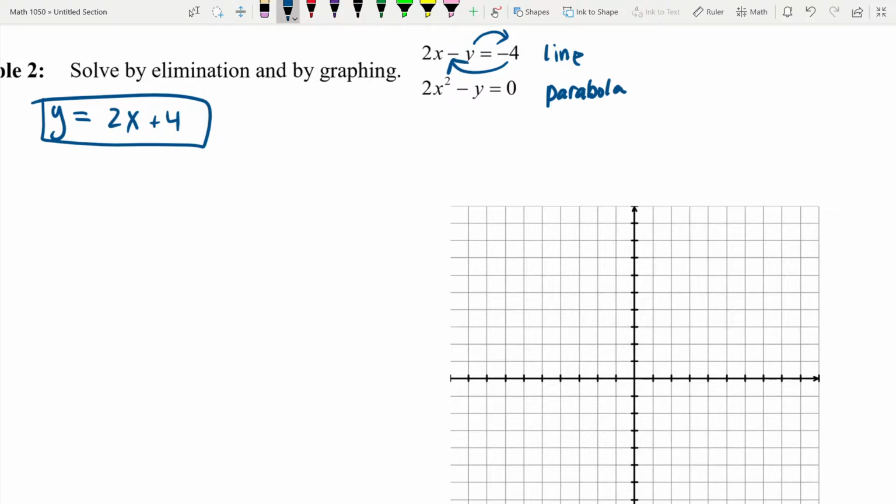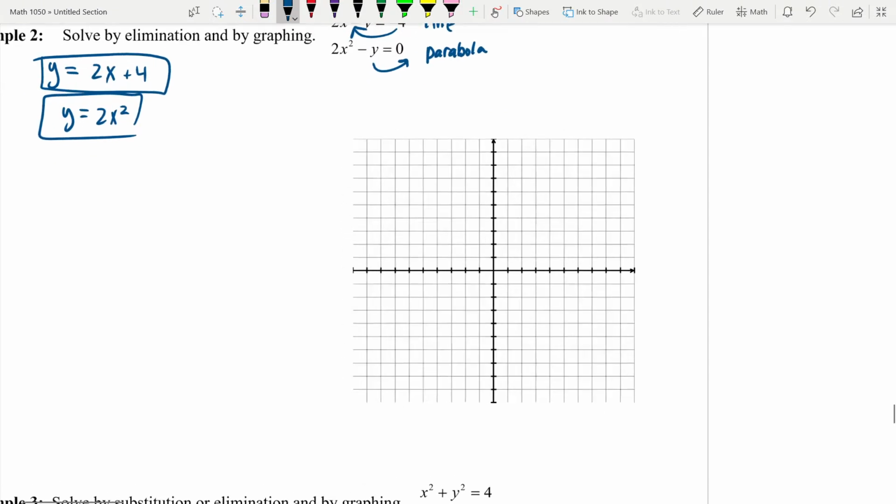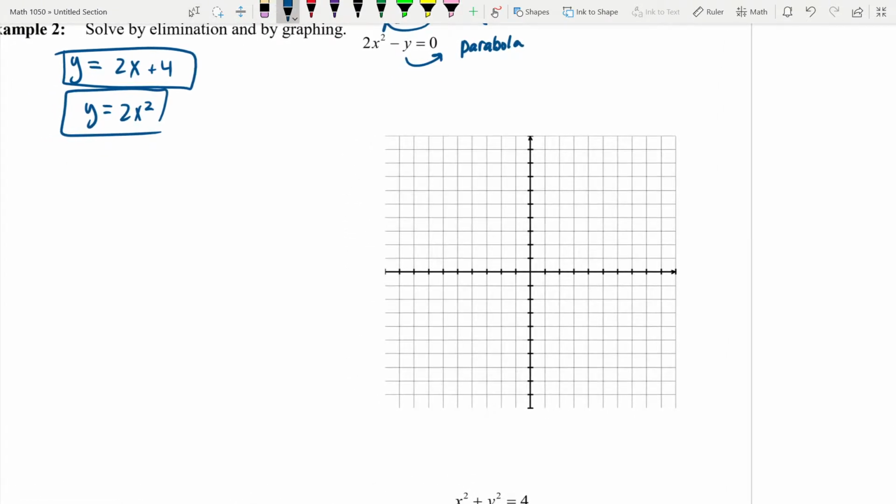The parabola is easy to solve for y. You've got to get it in the right form before you can graph it. Move your y over, and you get y equals 2x to the second. Okay? Now let's graph these. Let's do the line. So everybody go up 4 and make a dot. The slope is 2 over 1. So from there, go up 2, right 1.